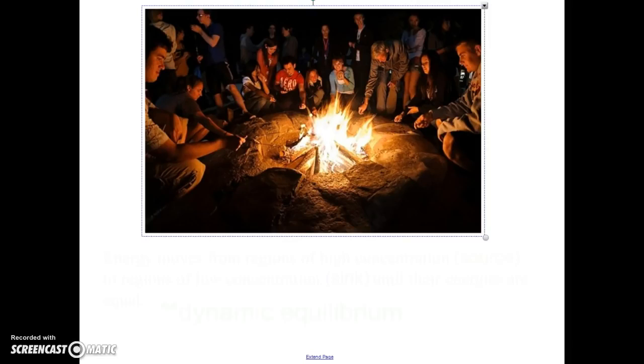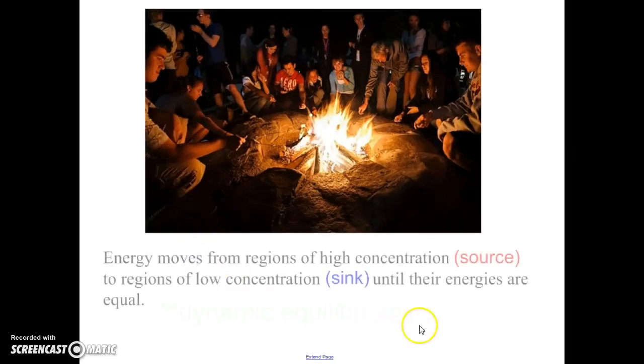So you've probably experienced a situation like this, where maybe you were at a campfire, either at camp or on a beach, and obviously part of this image is warmer than the rest. And the fire would be the warmer part, and the surrounding area is the cooler part. Well, energy always moves from places where there is a high concentration of energy, which we call the source, to regions of lower concentrations of energy, known as the sink.